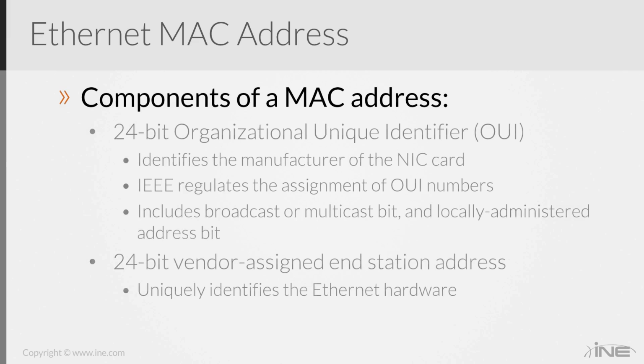Ethernet MAC address. Components of a MAC address are pretty straightforward. It's split into 2 different segments. You have the first half, which is going to be your 24-bit OUI, or Organizationally Unique Identifier. This is the manufacturer of the NIC. And there are going to be 2 bits in the very beginning of that, bit 1 and bit 2, where one is identified for multicast or broadcast, the other one is for the locally administered address bit. I really wouldn't worry about that, just be aware that they're there. And then there's a 24-bit vendor assigned end station address, which is going to be the burned-in address, or the BIA, that's actually applied to the MAC.